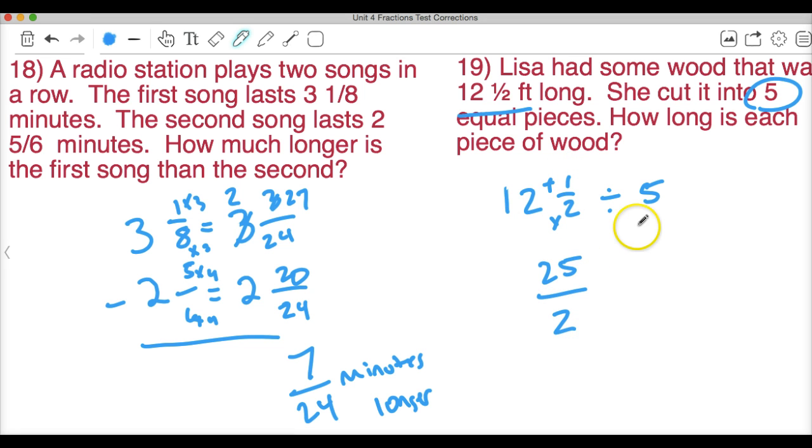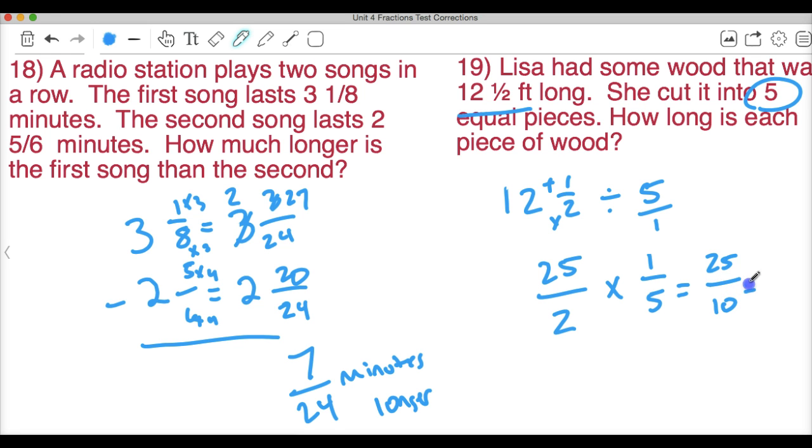25 halves. And when I'm doing my division, for the quickness of the algorithm, we're just going to go ahead and multiply by the reciprocal. So we're going to multiply by the reciprocal of 5, which is going to be 1/5. Remember, the reciprocal is multiplying by the opposite. So 25 times 1 is 25. 2 times 5 is 10.